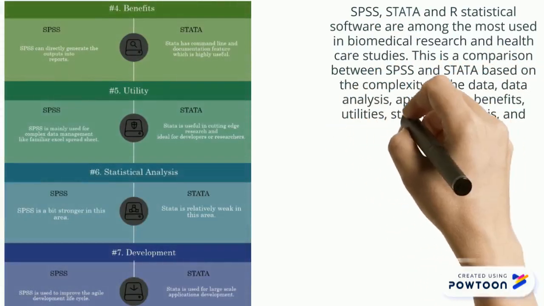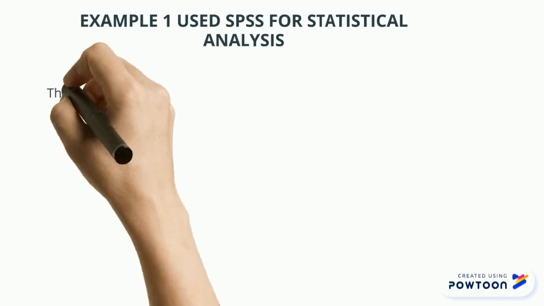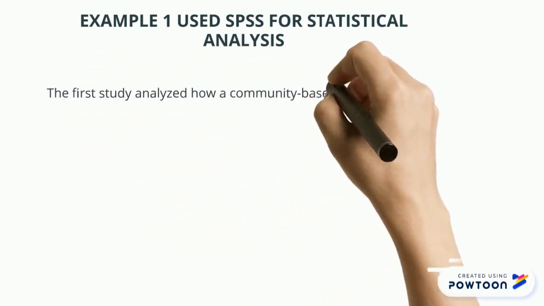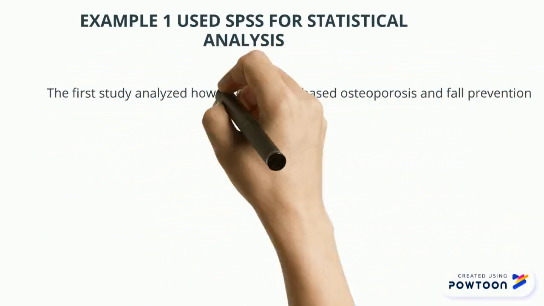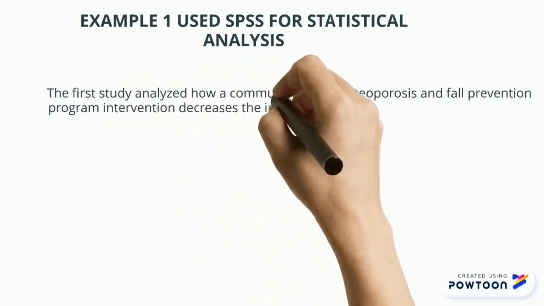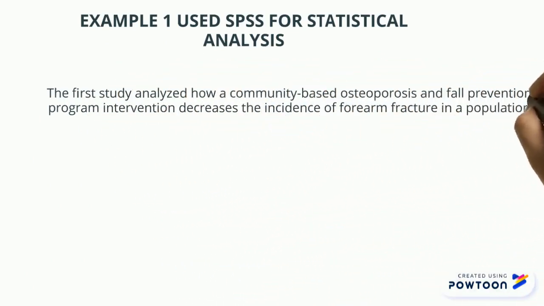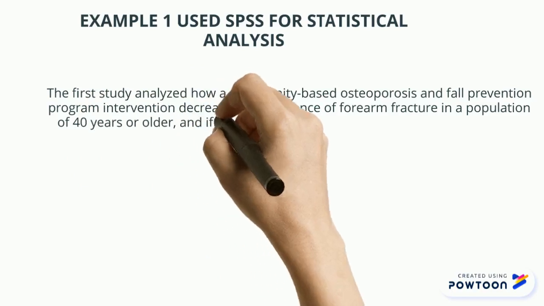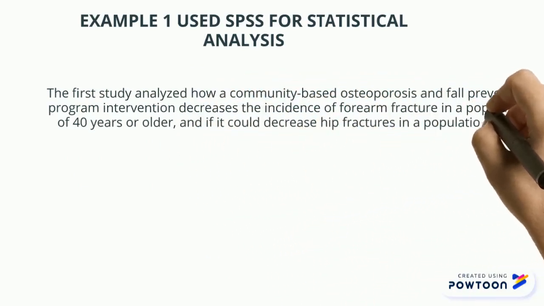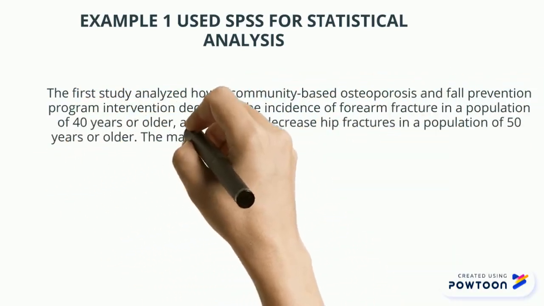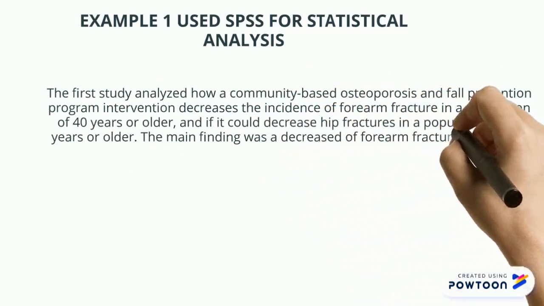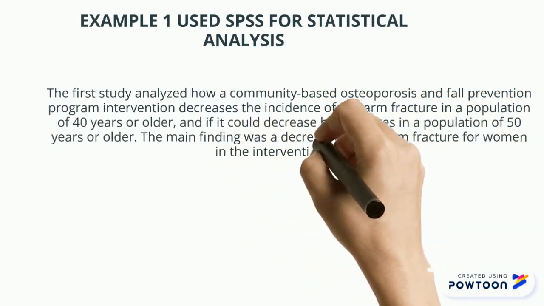analysis, and development. The first study analyzed how a community-based osteoporosis and fall prevention program intervention decreases the incidence of forearm fracture in a population of 40 years or older, and if it could decrease hip fractures in a population of 50 years or older. The main finding was a decrease in forearm fracture for women in the intervention group.